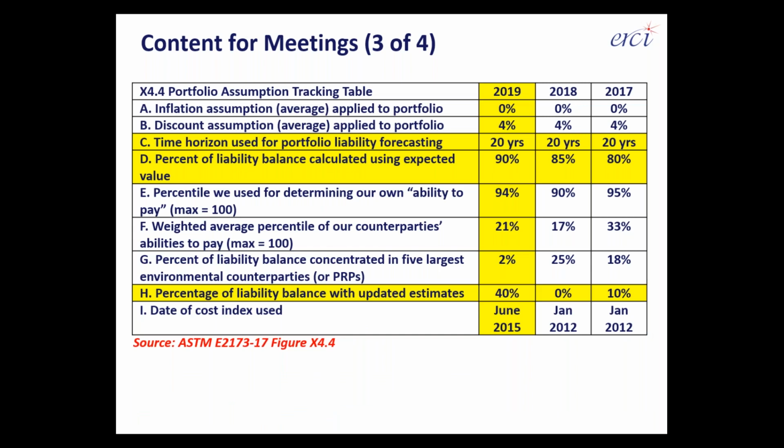Another useful display for internal consumption can be the portfolio assumption tracking, where you're looking at changes, or perhaps more importantly, the consistency, and looking at things like your inflation and discount rates, the time horizon that you look at for long-term liabilities, and whether you're looking at expected value or low end of the range as your common basis for estimating a reserve. Again, those are highlighted in yellow, and I just want to again say that this is a basis for communicating whether there are significant changes over time.